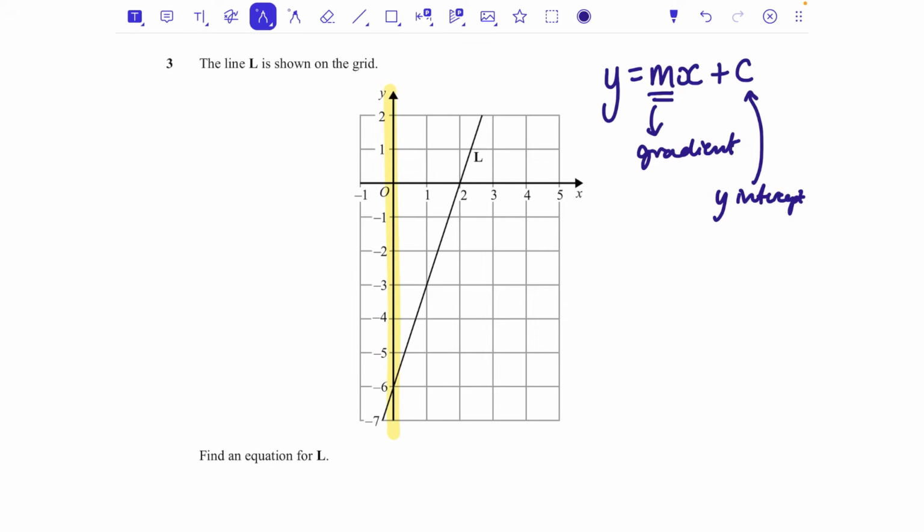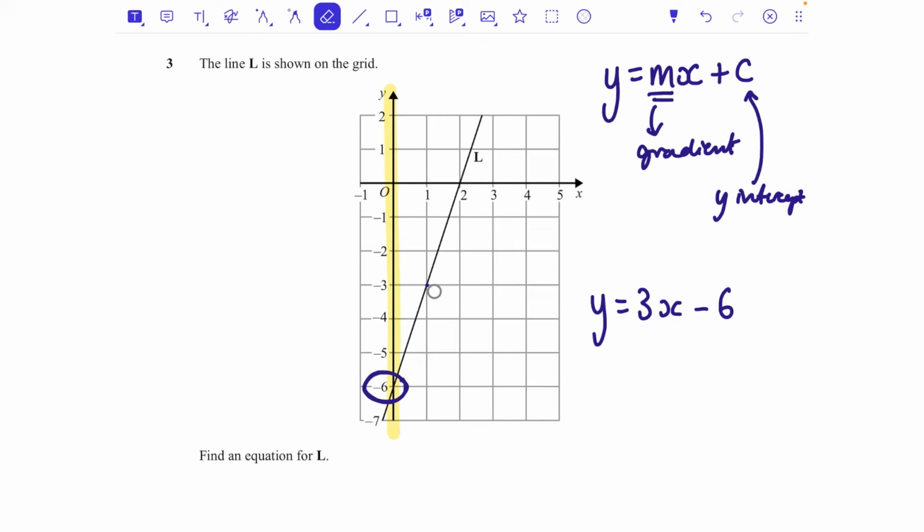So firstly, let's have a look at the gradient. Gradient means for every one across, how much does this line go up or down? And here we can see it goes up, and it goes up by 3. For every one across, it goes up by 3. So we're going to make the gradient 3, y equals 3x. And then the value where it crosses the y-axis, which I've highlighted in yellow, this line crosses the y-axis at minus 6. So the equation of the line is y equals 3x minus 6.